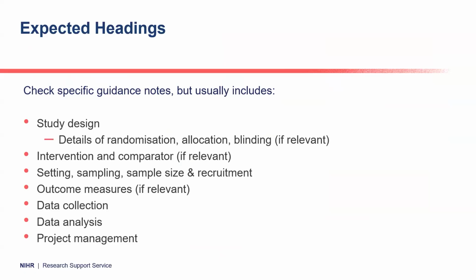So firstly, your study design, so details of randomization, if you've got it, allocation and blinding, if those are relevant. If you do have an intervention, you have to describe it, plus the comparator, which is something that people quite often forget to do. You want to describe the setting, sampling, sample size and recruitment, outcome measures, data collection, data analysis, and project management.